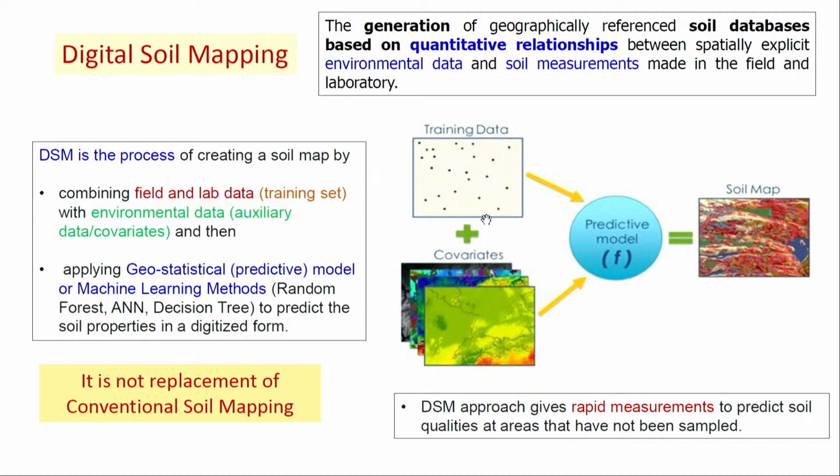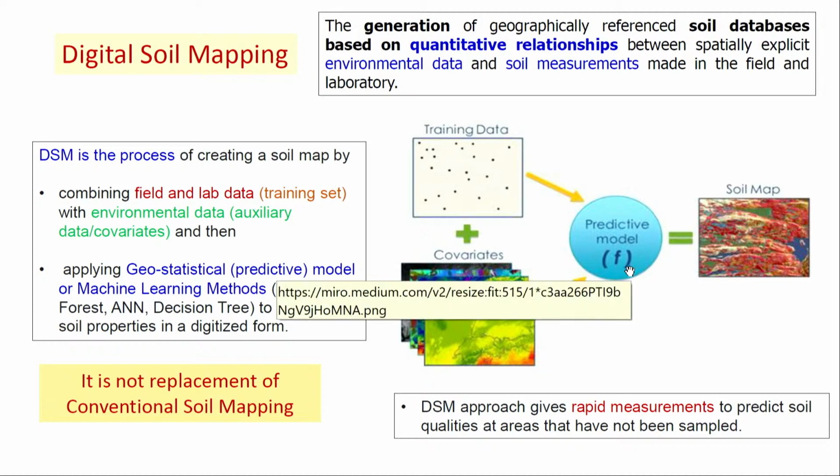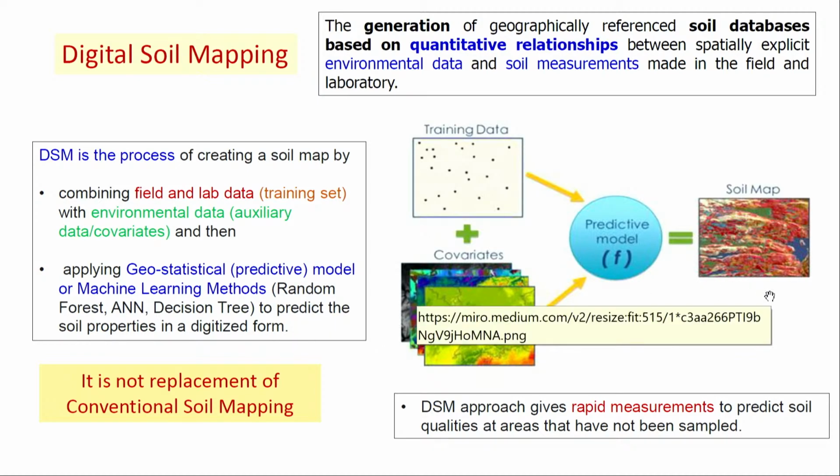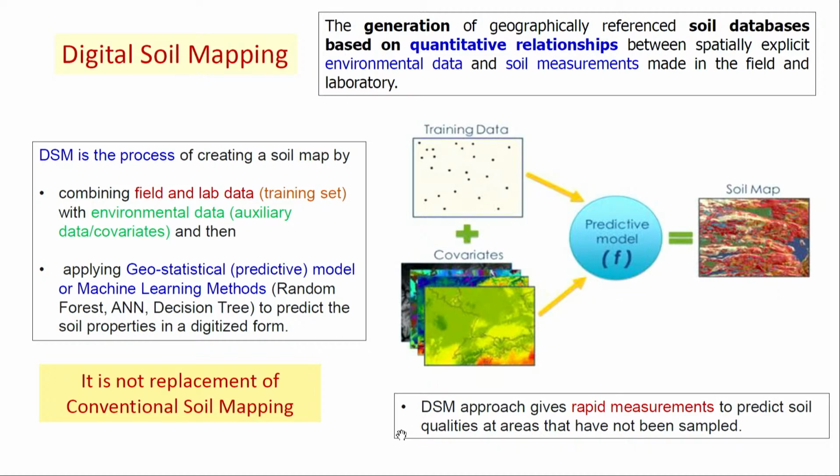And for the same area, from remote sensing data, we can generate various spectral index maps, and those we call covariates, environmental covariates. These are derived from the remote sensing data, and we use that information in predictive models or machine learning techniques to generate the soil information, or what we call a soil map.